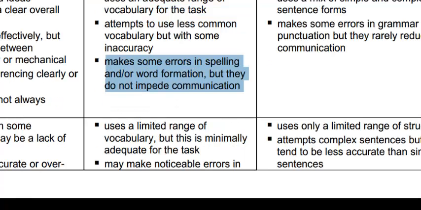which reads, make some errors in spelling and or word formation, but they do not impede communication, this blip, ping, ping, ping, is much more common. The assumption is that when you're scoring band score 6, you will be making errors in spelling and word formation. However, these are not going to impede communication. Communication and your message is still being conveyed through the lexis that you choose.